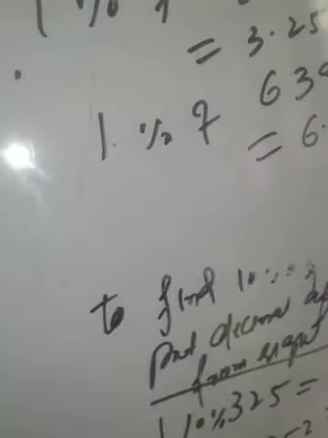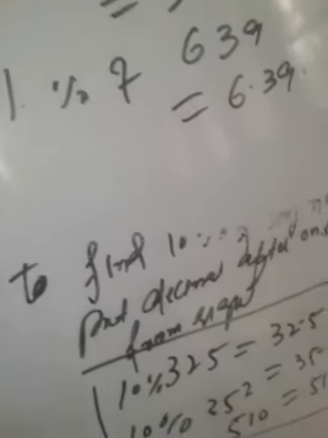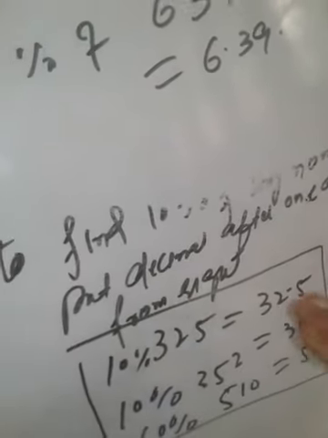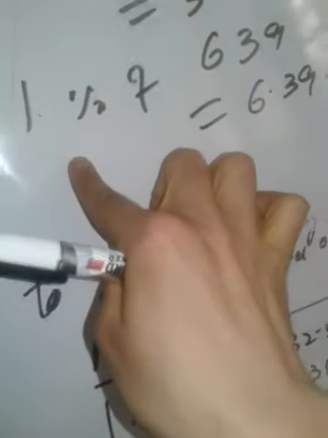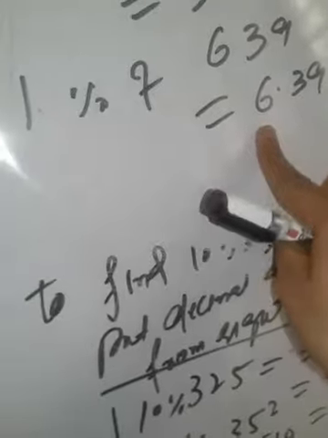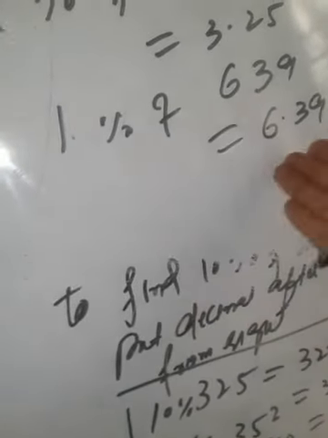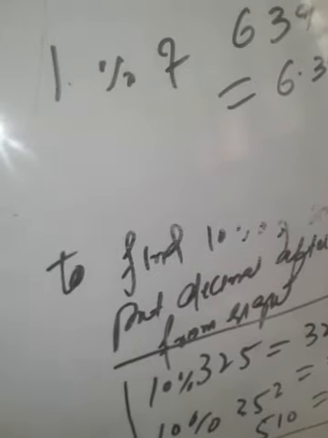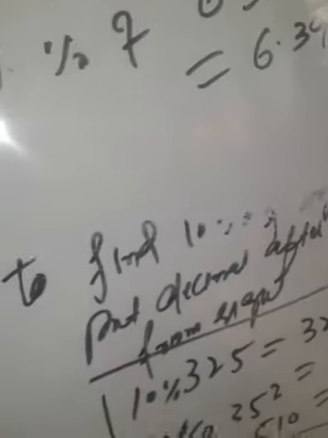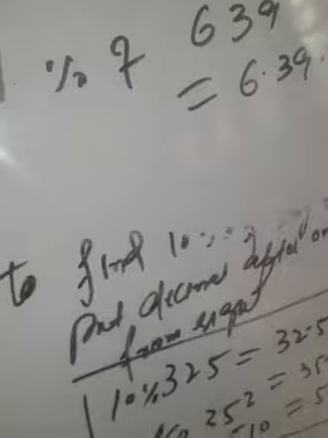So to find 10%, what you have to do is put the decimal after one digit from the right side. To find 1%, put the decimal after two digits from the right side. These are the very important 1% and 10% you must know. So what will you do for 5%?